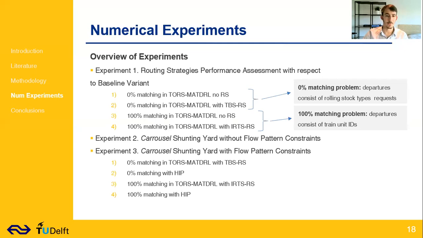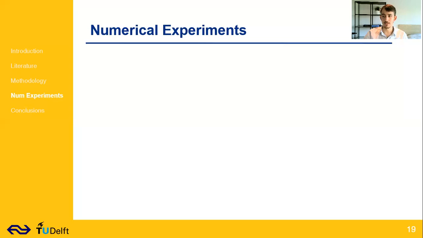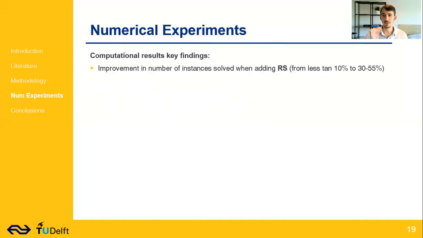And we are benchmarking this against HIP. HIP stands for Hybrid Integral Planning, which is a local search approach developed by the Netherlands Railways to solve the problem. I do not have time to go into details with the experiments, so I'll give our key findings. For computational results, we have an improvement in the number of instances solved when we add the routing strategies in the framework. So we go from less than 10% to 30, 55%, depending on the problem.